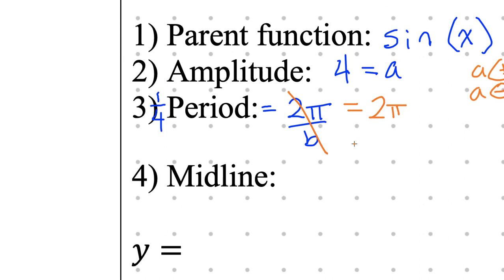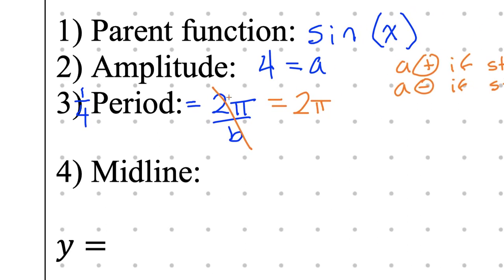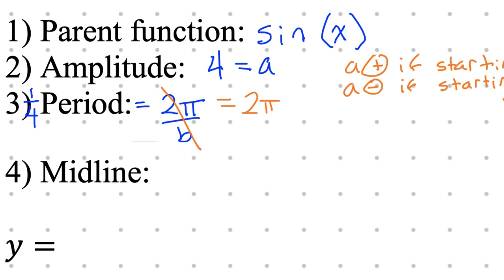We know that 1/4 of the period is 2 pi. Therefore, the entire period is what? I'm going to rewrite this line once again to make it a little bit easier to see. 1/4 of the period is equal to 2 pi. How do we find how much the period actually is then?